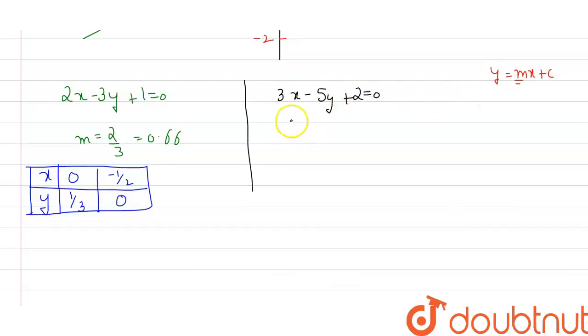Again, if I have to find the slope value for this one, the slope for this line will come out as 3 by 5, which is equal to 0.60. It's slightly less than the other slope value.